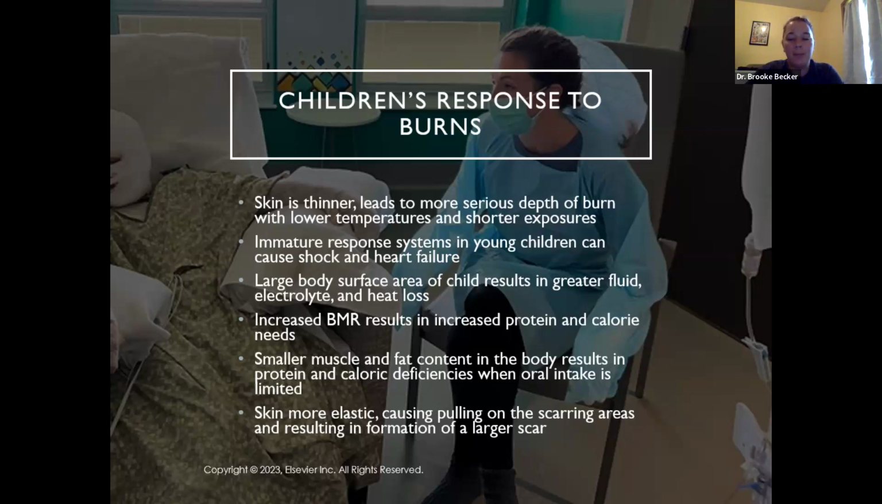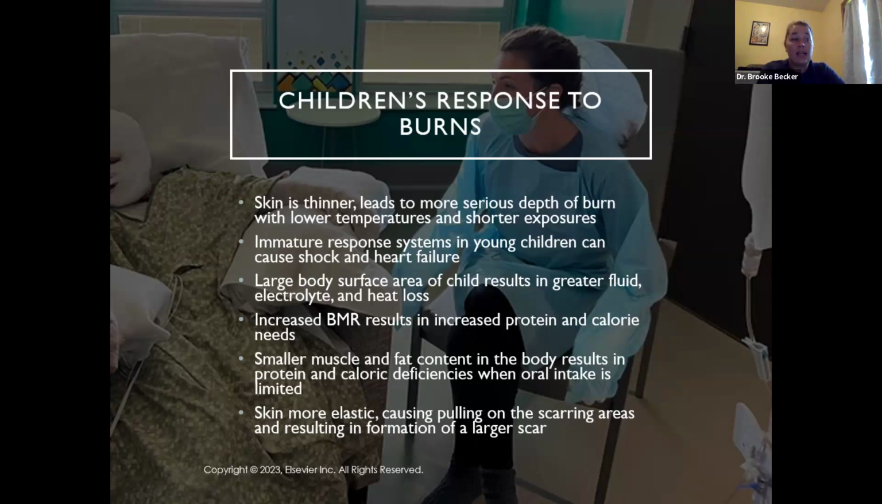Sometimes if it's a younger kid that's burned and they have pretty extensive burns over most of their body, then it's not uncommon for those kids to go into hypotensive shock, right? Because of that change in the needs of the electrolytes. And then potentially that shock can eventually lead to heart failure. Smaller muscles and fat content on the body increases the protein and caloric deficits as well. So making sure that they're eating plenty of protein and calories.